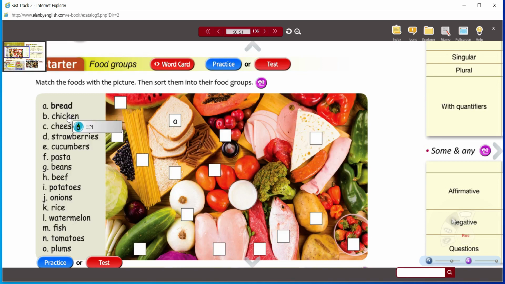You can do the same with all of the other words that are listed here and see if you can match them with each picture. I'm going to give you some time to do that on your own. When we're finished, we'll review the vocabulary and then we'll review the activity.